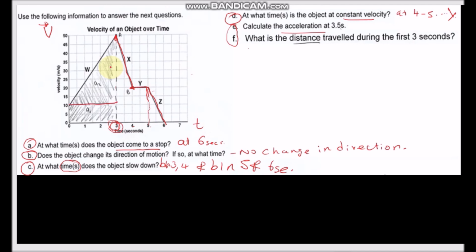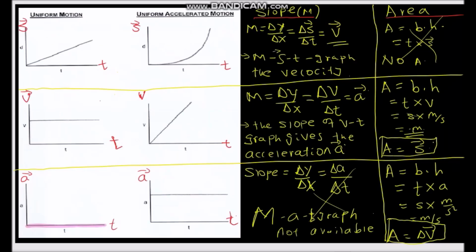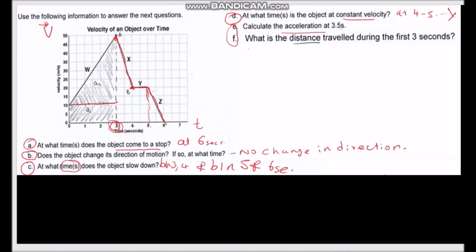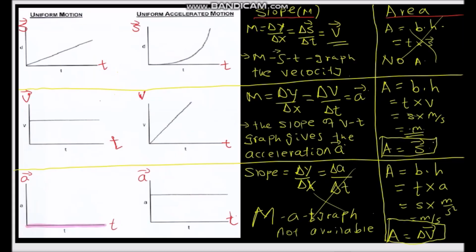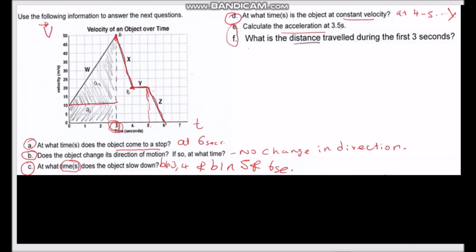I divide it into A1 and A2. You know how to calculate the area, and here it is the area under the velocity time graph. Here is the hint. Look at this area. Based on this information, write the answer in the comment section.